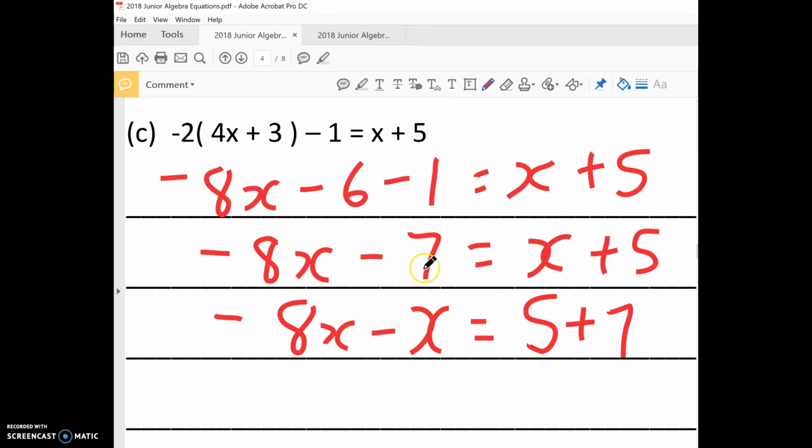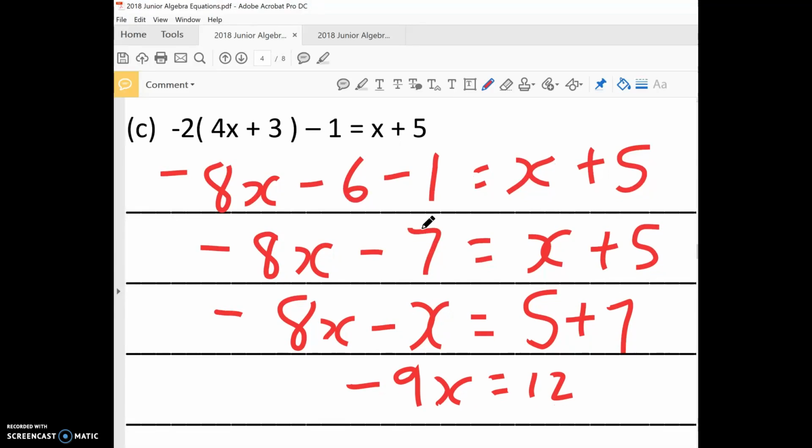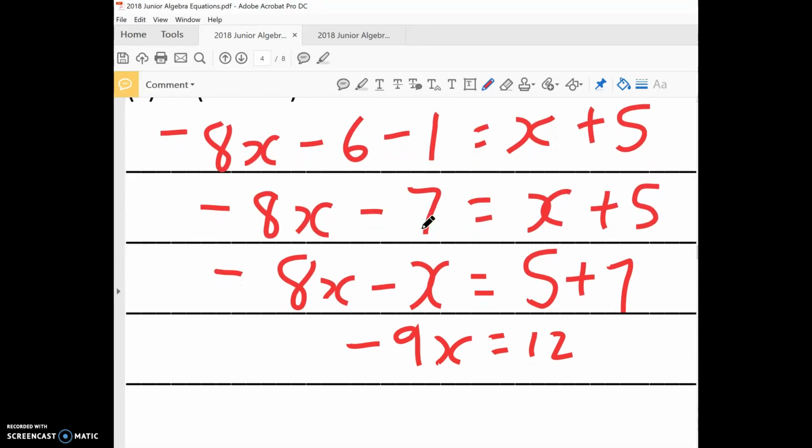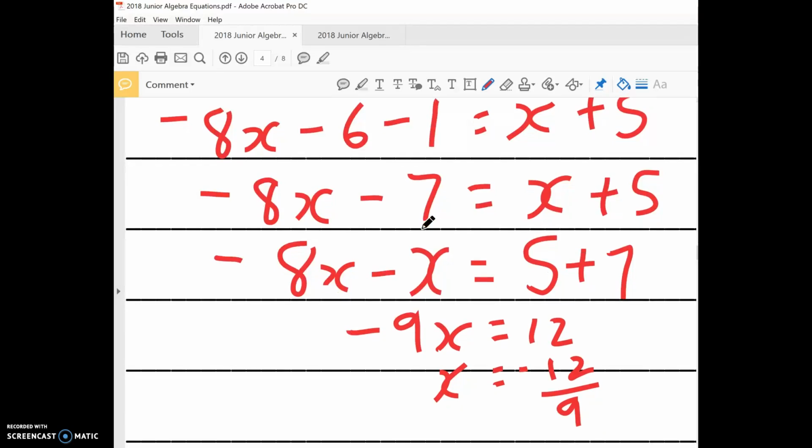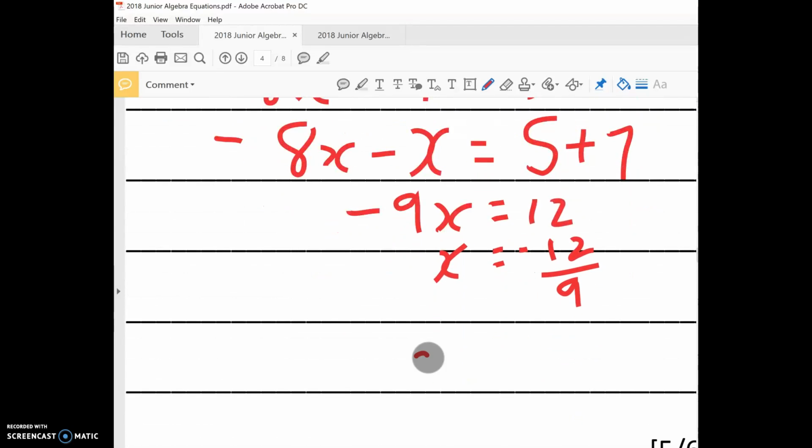So our negative 8x minus x is negative 9x equals 12, because 7 plus 5 is 12. So x equals 12 divided by negative 9. So we put the minus up the top. And then that's going to be, common factor is 3. So that is going to be x equals negative 4 thirds.